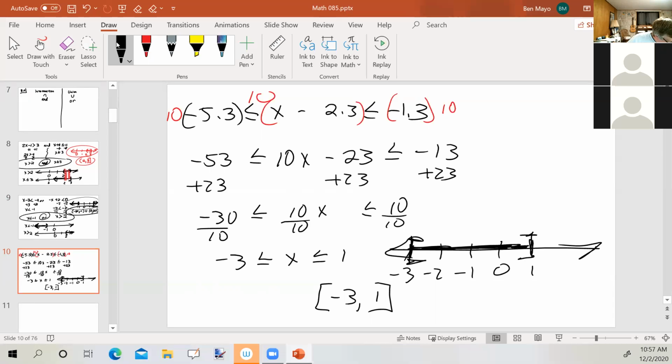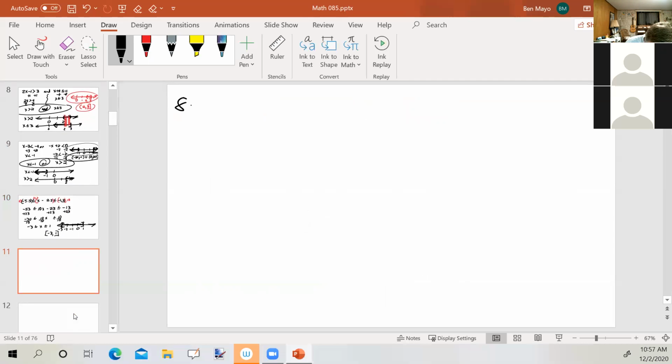Okay. Let's see. I think with that, I'm going to move on to the next section, unless there's any questions. Nope. Okay. We're going to go on to section 8.5, solving absolute value equations.